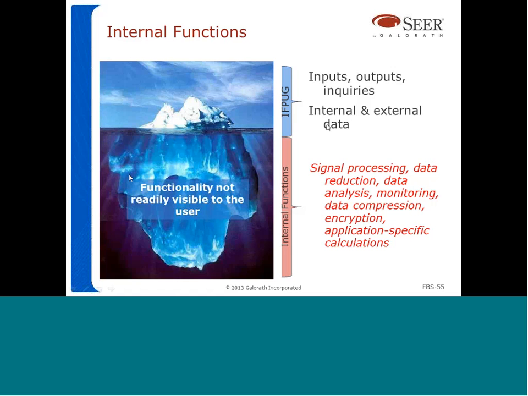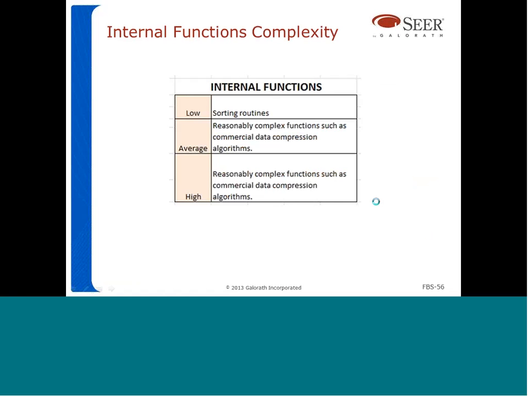But in case there is any functionality that happens internally to the application and doesn't result in any information being sent or received, that's classified as an internal function. And here are some examples. Signal processing, data reduction, data analysis, monitoring, data compression, encryption, and some application-specific calculations.